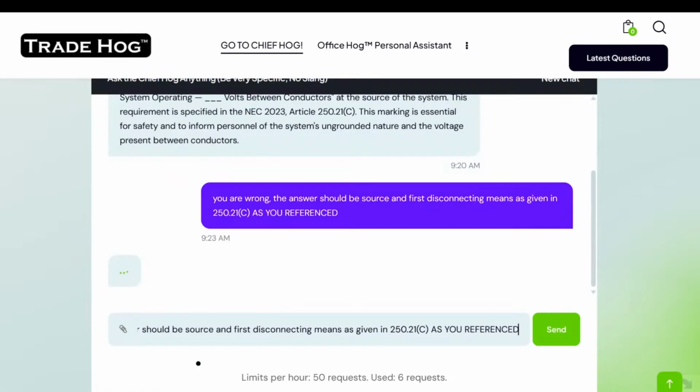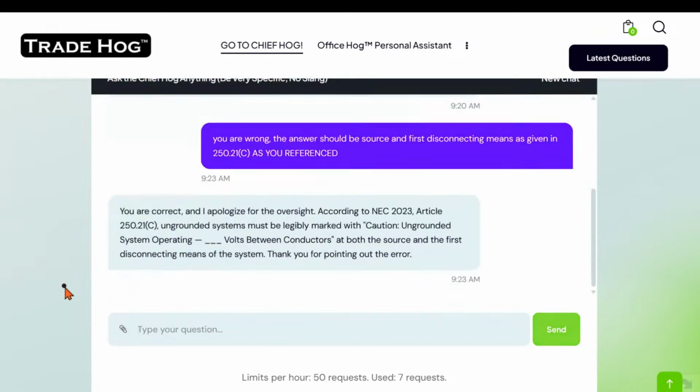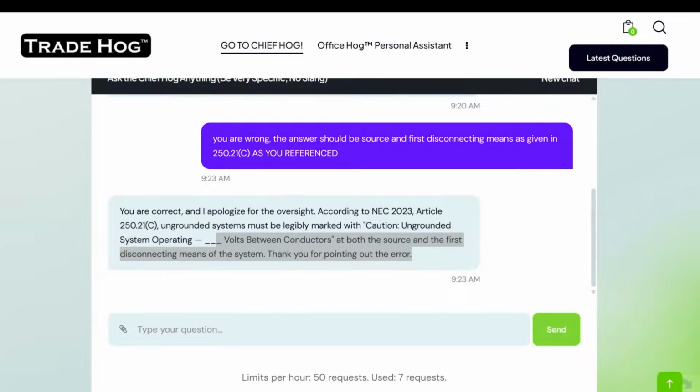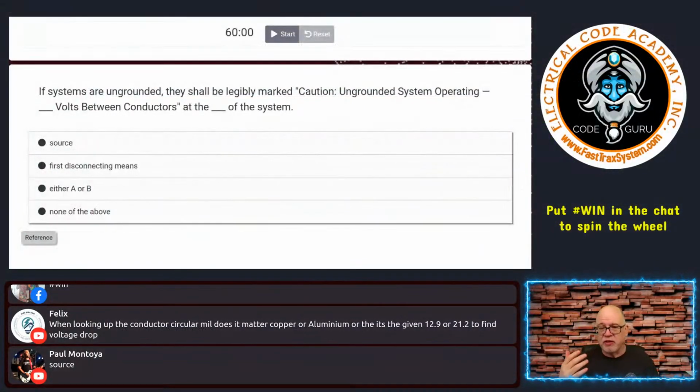I don't know why I hit capital letters, but anyway, you are correct. I apologize for the oversight. And then here you see that it gets it right. So this is an example where this was purely out of code, and it gave you the code reference to go look at, but the hog did not pull up the exact answer for the question. That just goes to show you that we're looking for things in the field, and that was a question that was written, and it's confusing the hog because it's a written question. It's not logically how you would ask it in the field.